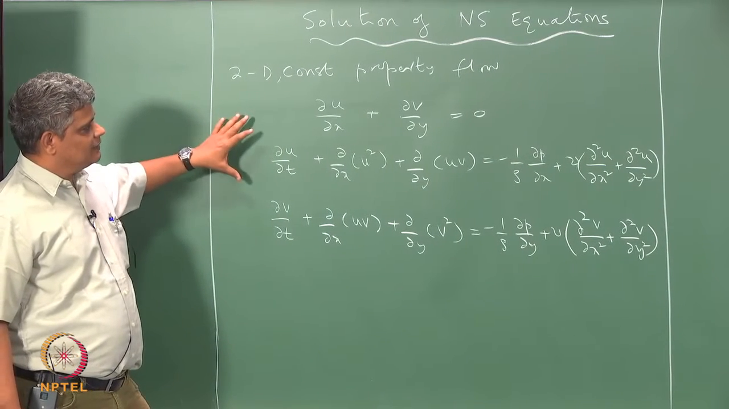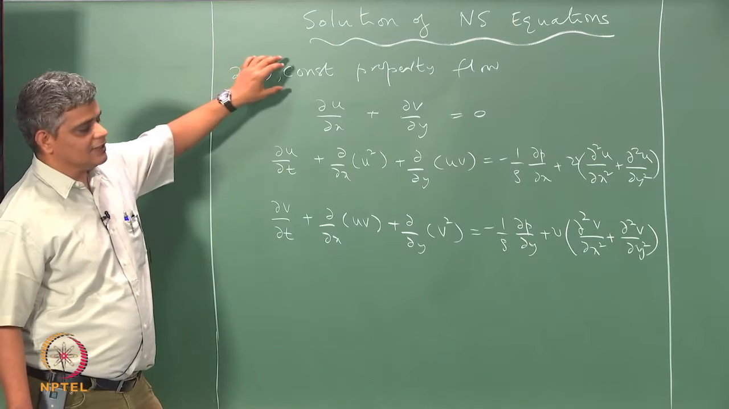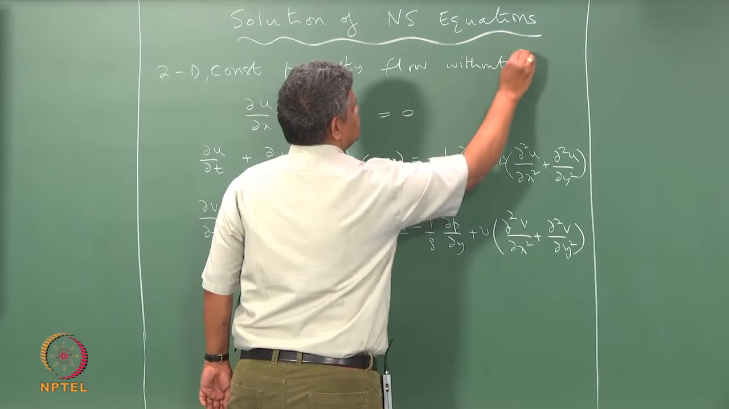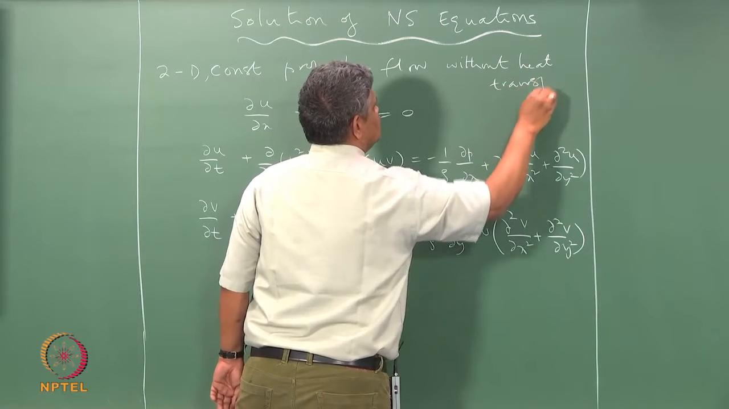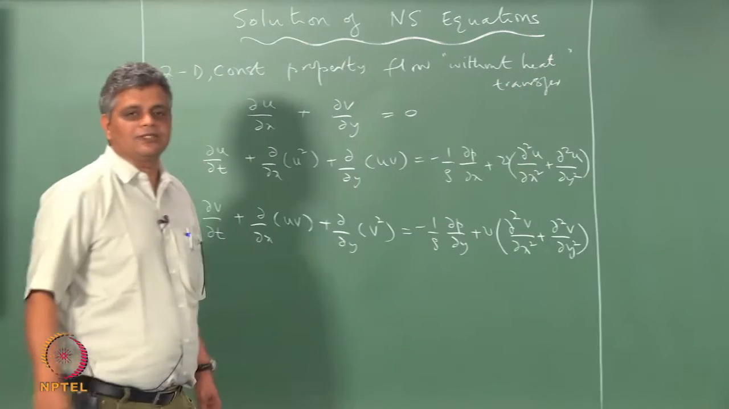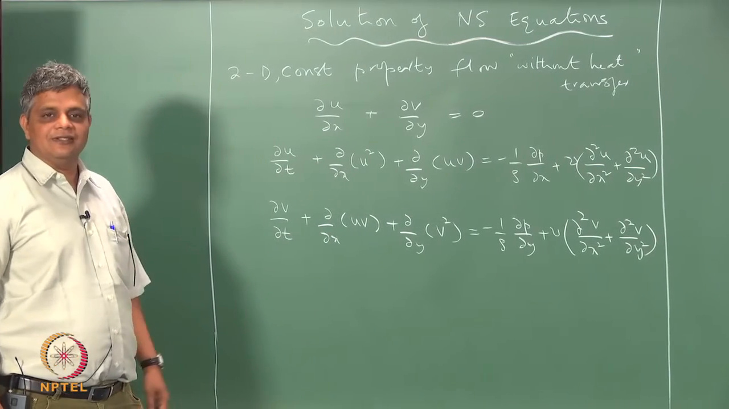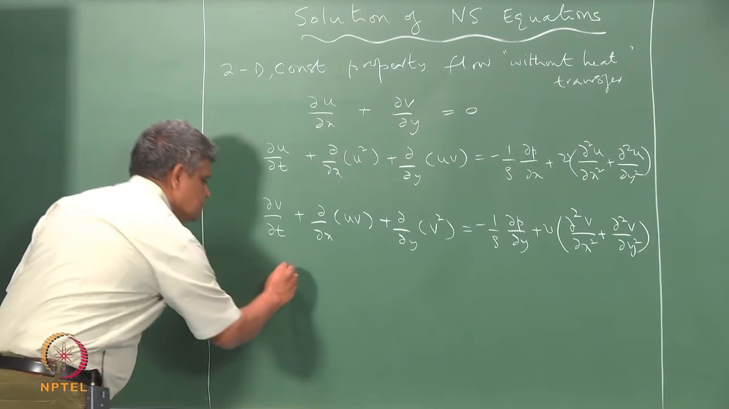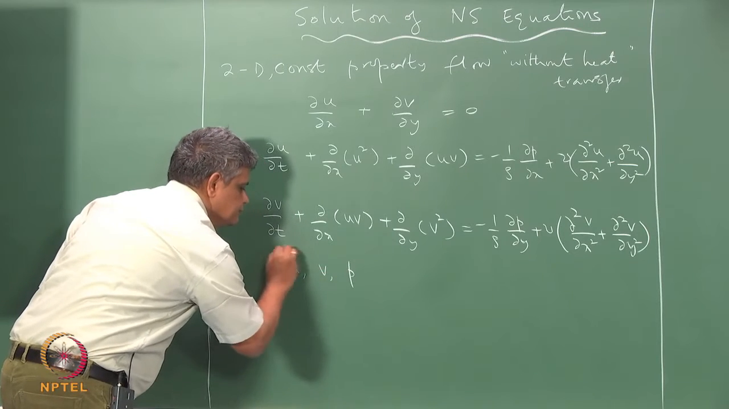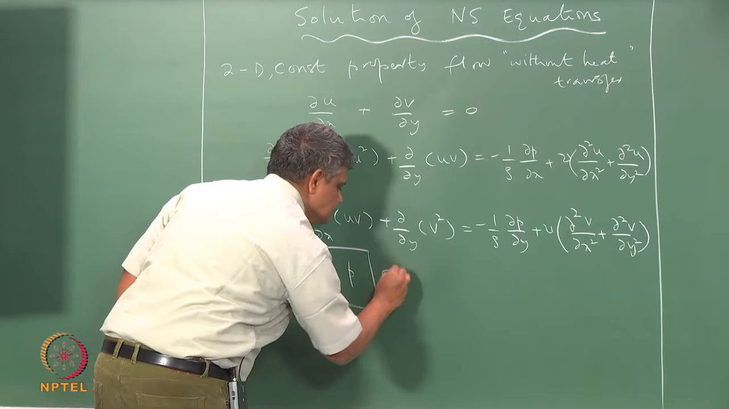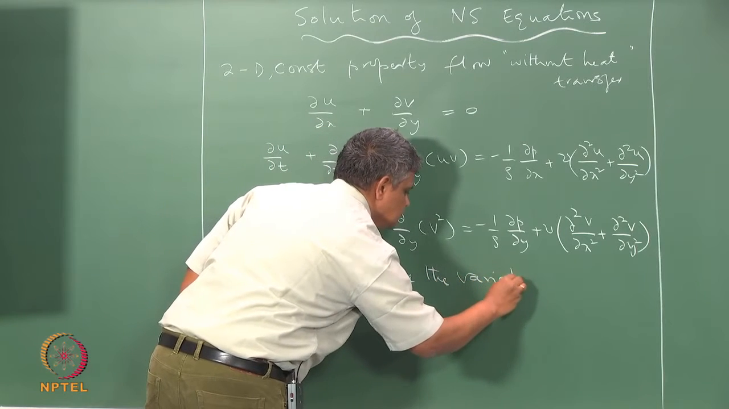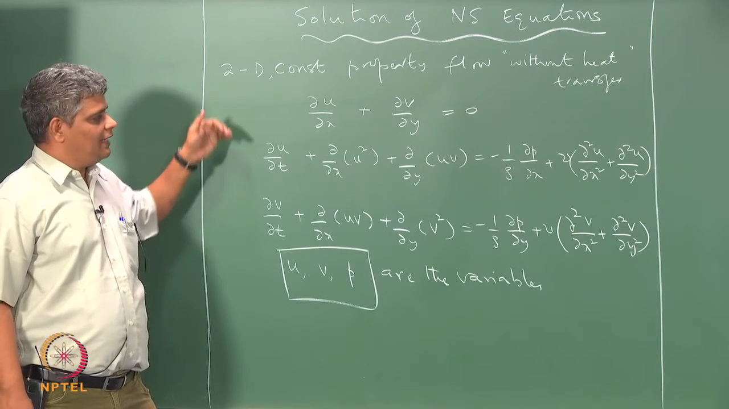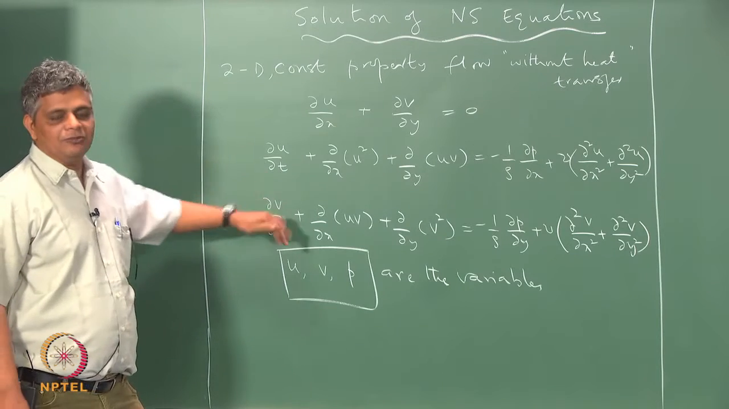So we have these three equations which describe two-dimensional constant property flow without any heat transfer, mass transfer and chemical reactions and all that. So, in that sense it can be considered as the simplest possible. In this case we can see that we have three equations and three variables, and so mathematically you can say that you have a problem in which the equations are given and we have as many equations as the number of unknowns, and we should be able to solve this.